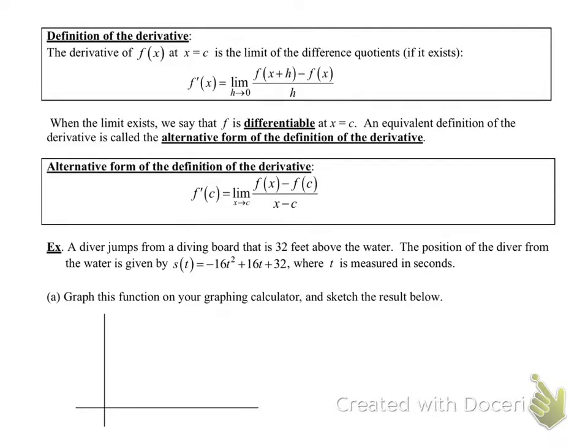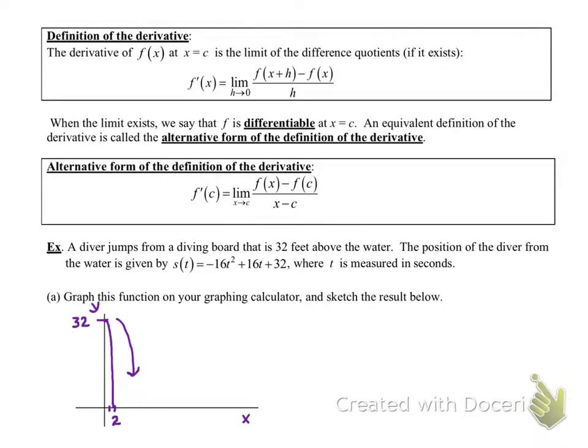A diver jumps from a diving board that is 32 feet above the water. The position of the diver from the water is given by s of t equals negative 16t squared plus 16t plus 32, where t is measured in seconds. Graph this function on your graphing calculator and sketch the result below. And we are only concerned with the diver as he leaves the diving board and goes down to the water.